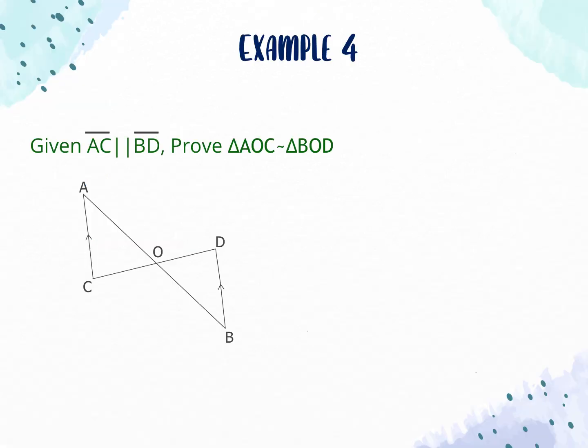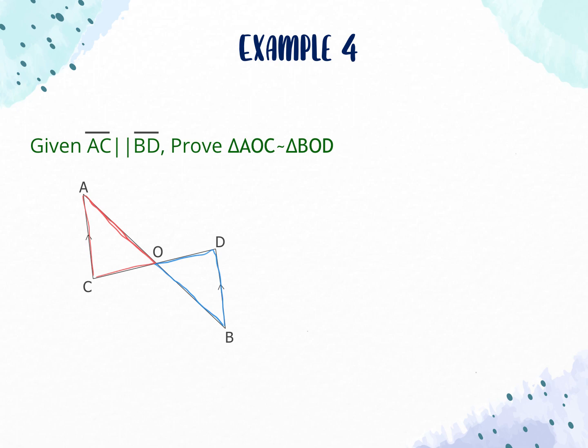So here they want us to prove that triangle AOC, which is basically this left triangle, is similar to the triangle on the right, which is BOD. So the first thing we're going to have to do is figure out what the angles are. We're going to have to try to figure out angles that might be congruent using angle similarity and stuff like that.